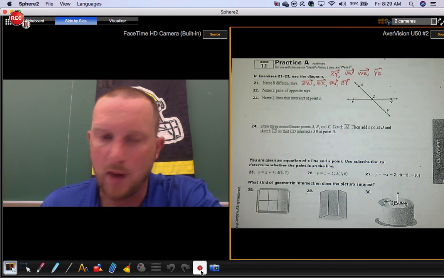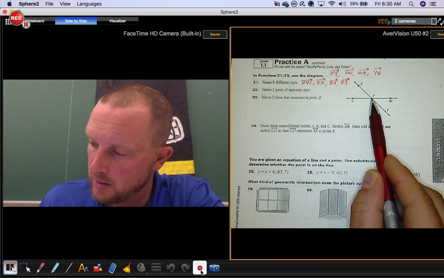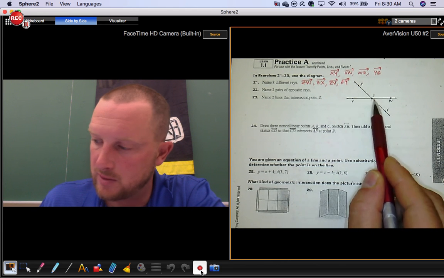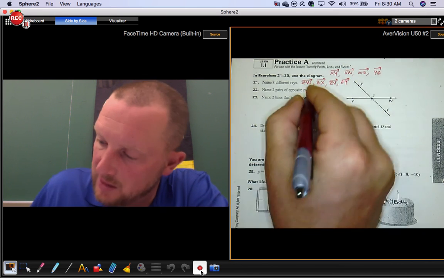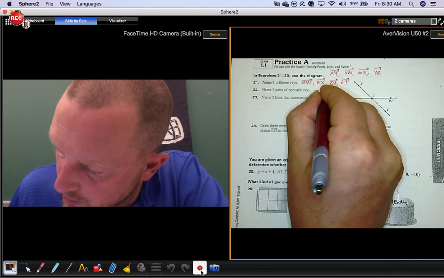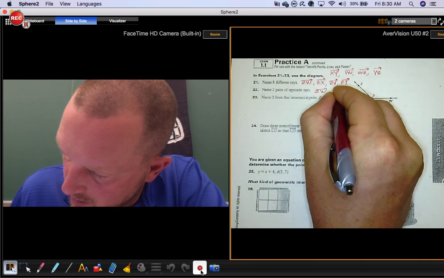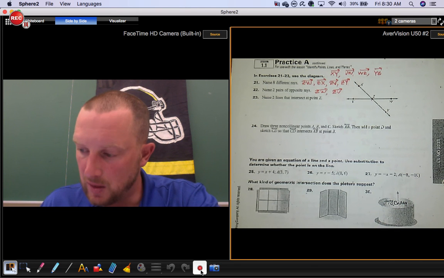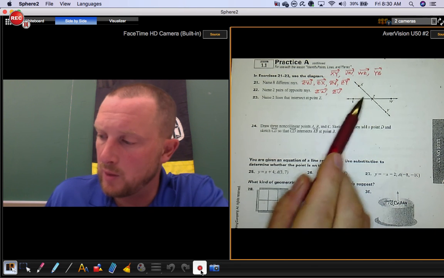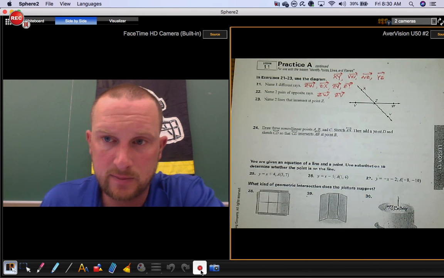Name 2 pairs of opposite rays. Again, there's options here. These rays are opposite. They make a line. They have the same endpoint Z. So I'll say ray ZW, and I'll say ray ZV. Those are opposite rays. The other ones would live here. Ray ZY, ray ZX.